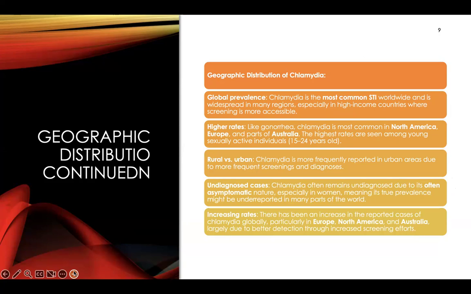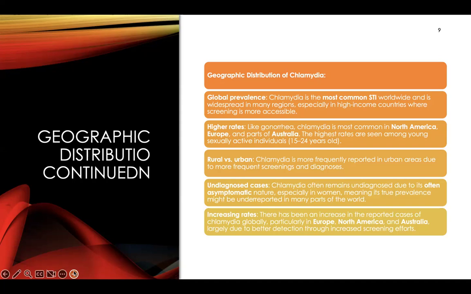The geographic distribution of chlamydia. So the global prevalence of chlamydia is the most common STI worldwide and is widespread in many regions, especially in high-income countries where screening is more accessible. There's higher rates like gonorrhea. Chlamydia is most common in North America, Europe, and parts of Australia. The highest rates are seen among young sexually active individuals between ages of 15 and 24 years old.